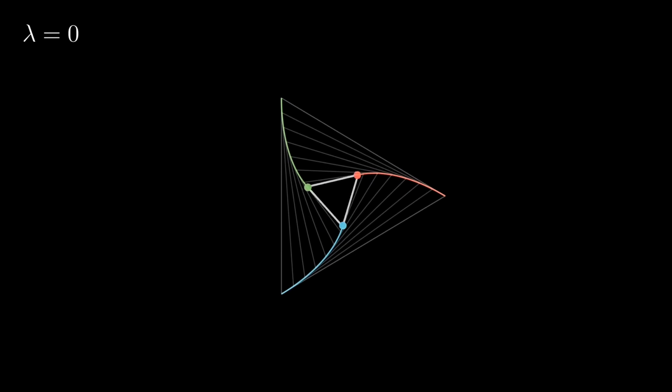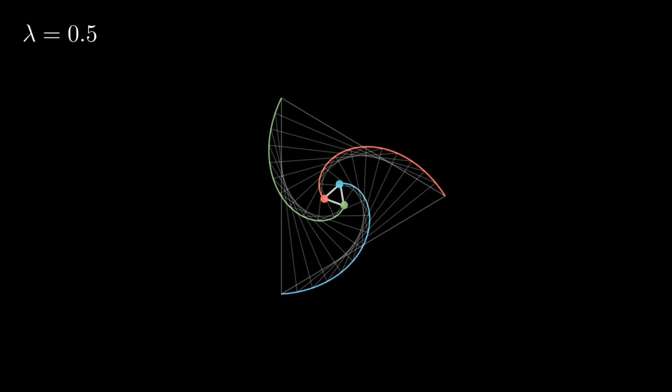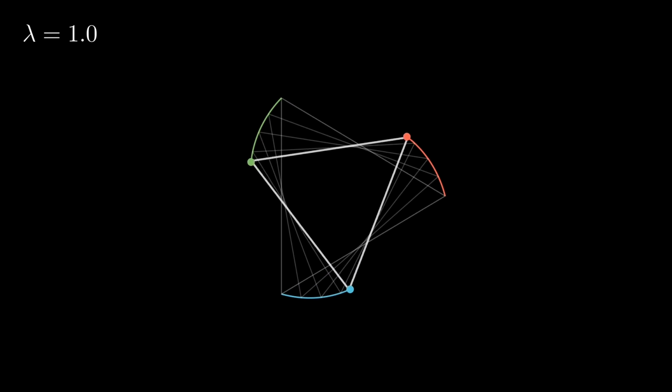First, the classic lambda equals 0 case. Now let's add a little wind, so lambda equals 0.5. The spiral still closes in, but now the triangles skew slightly with each step. Now lambda equals 1. The sideways push is stronger now.